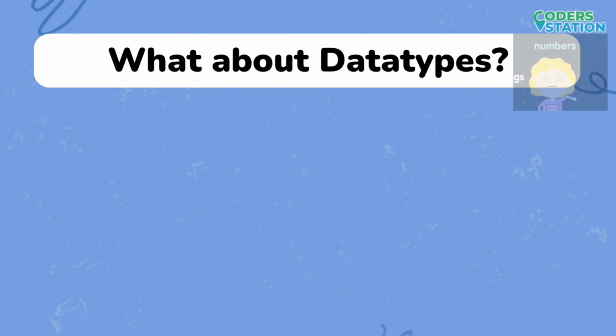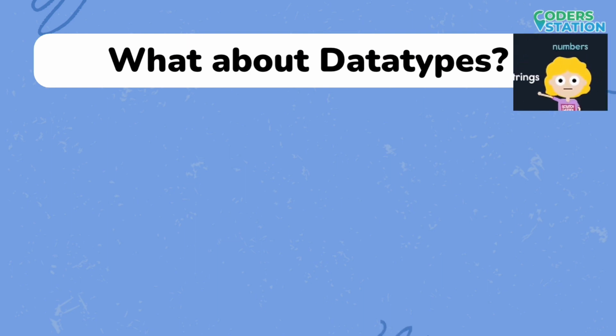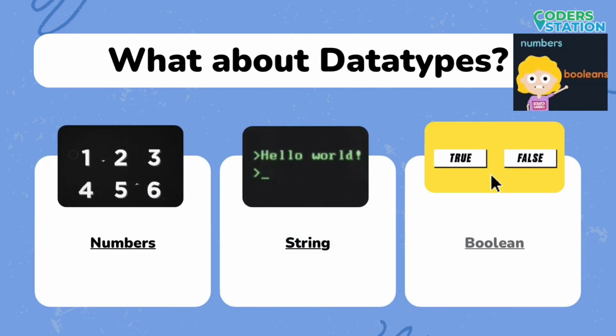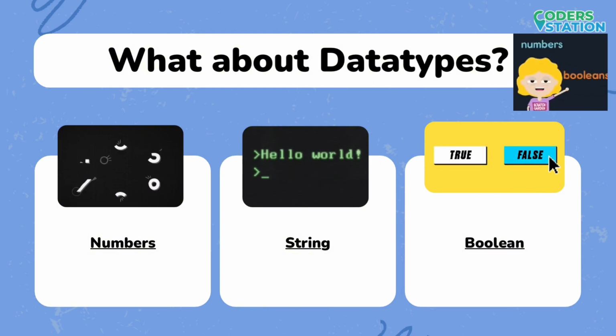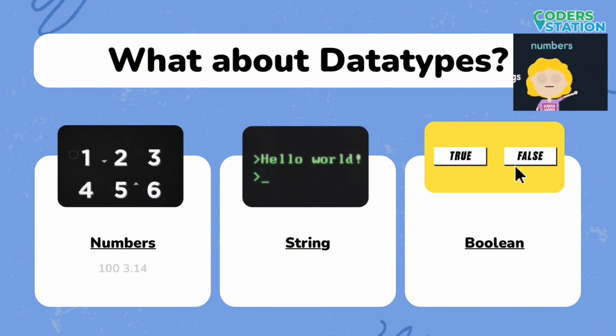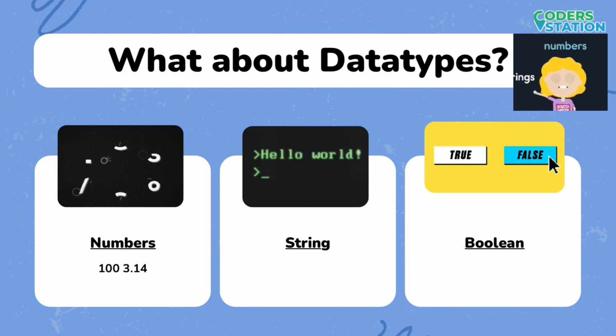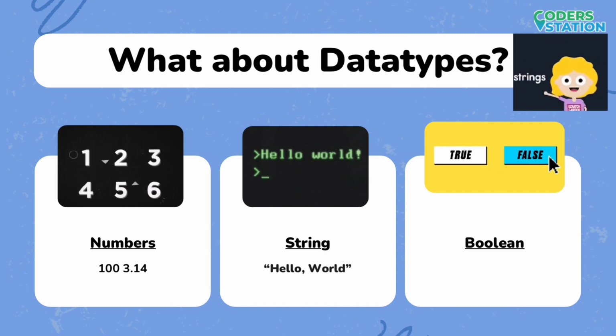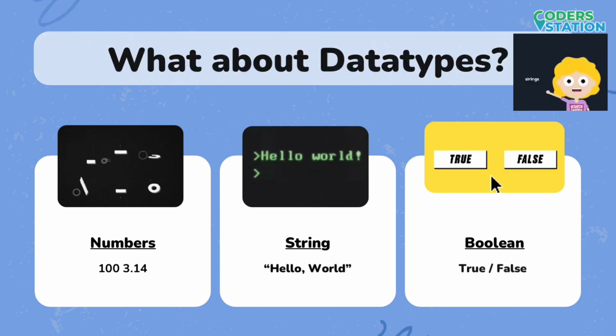What about data types? Variables can hold different types of data. JavaScript has various data types. The most common ones are numbers, strings, and booleans. Numbers are for numbers like 100 or 3.14. Strings are for text like hello world, and booleans are for true and false values.